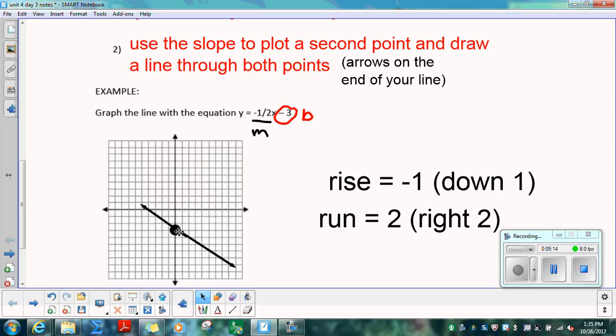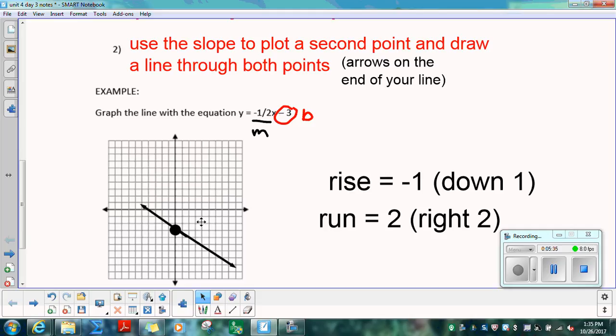So I plot that point, and then I connect them with the line. And I put arrows on the end because that line will continue. Okay? All linear functions continue. They're all lines, so we need to put arrows. It just keeps going on forever.